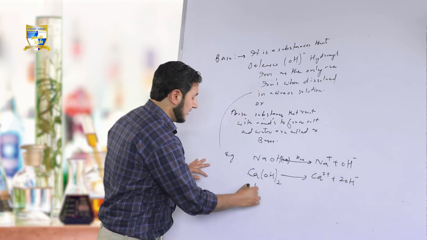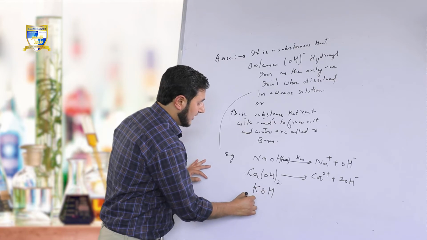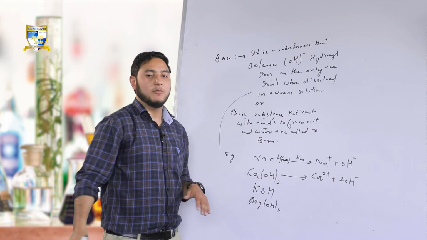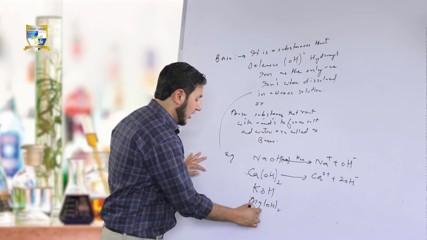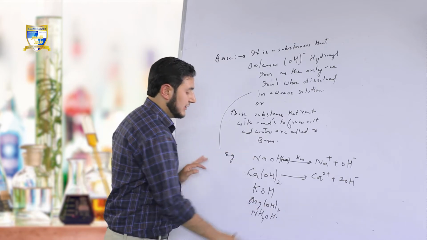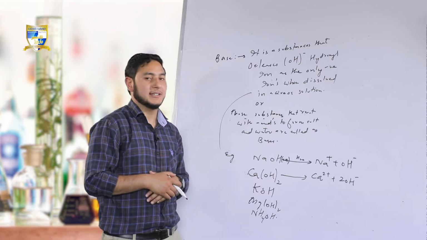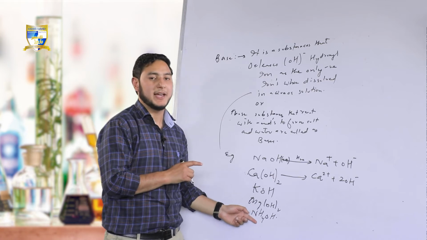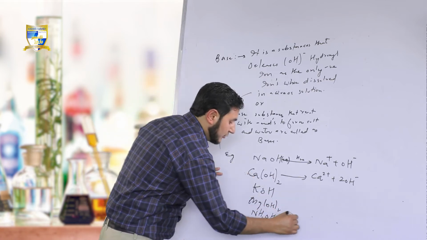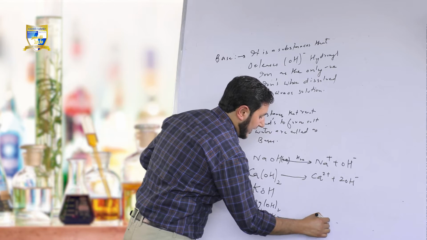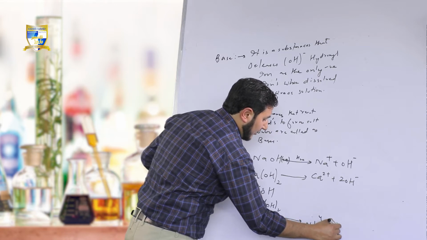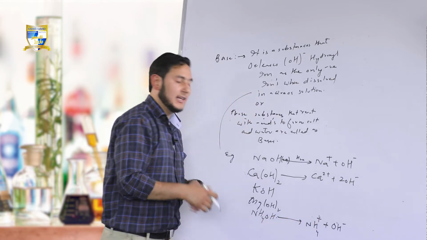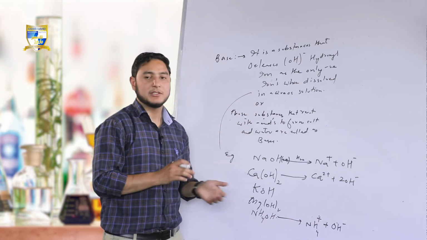Another example is potassium hydroxide. One more example is magnesium hydroxide. One more important example is ammonium hydroxide. Ammonium hydroxide is a base. Yes, ammonium hydroxide is a base. When it is dissolved in aqueous solution, it forms NH4 positive along with OH negative ion. Fine. So these are the examples of bases.